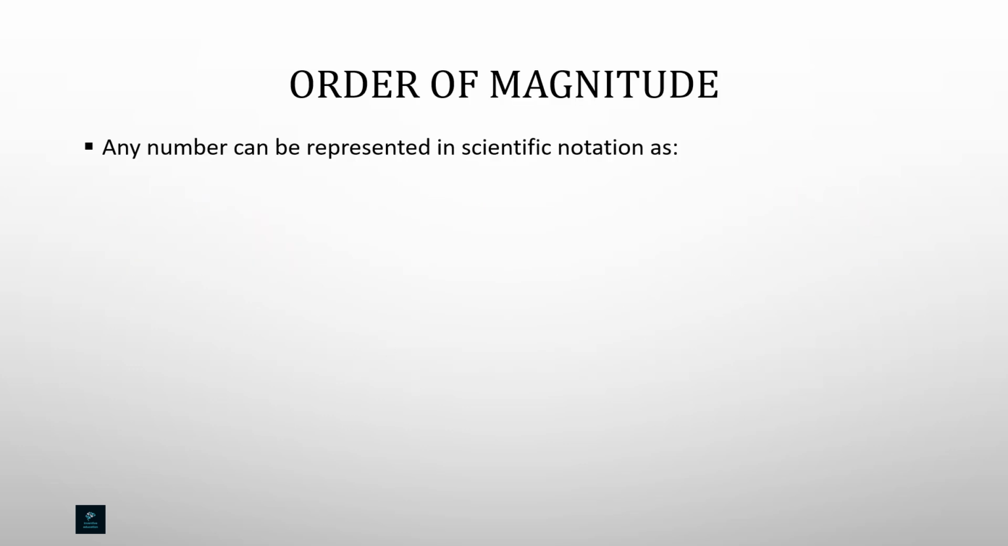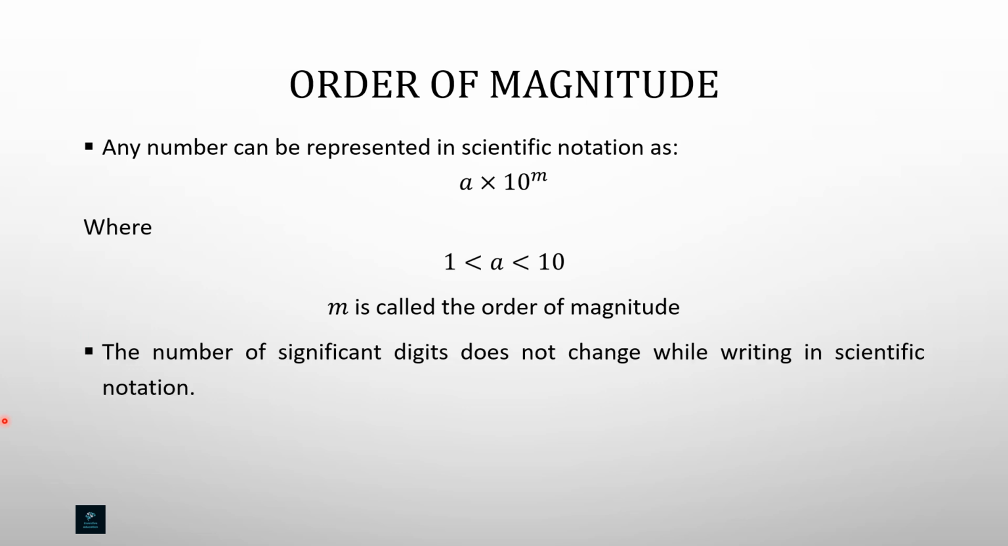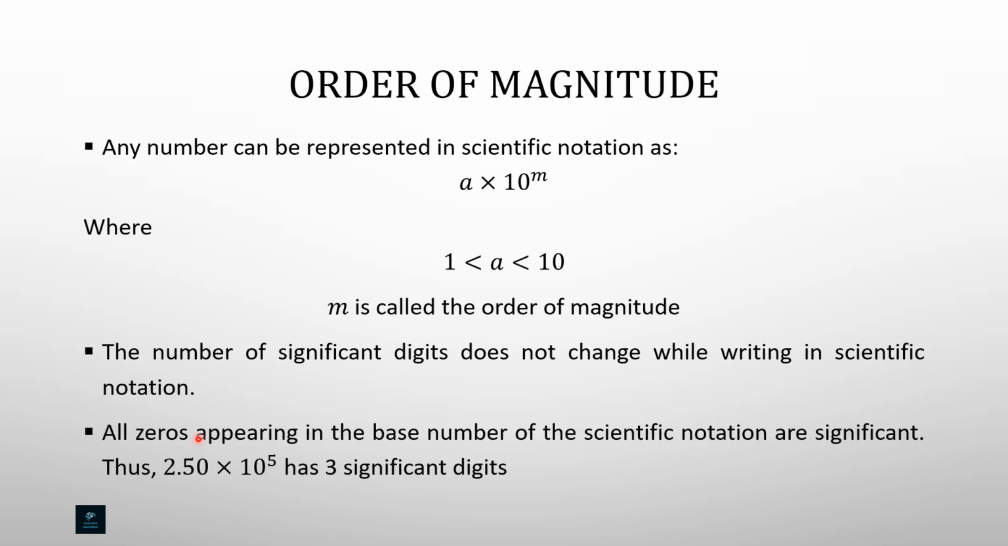Now, order of magnitude. Any number can be represented in scientific notation as a times 10 to the power m, where a is between 1 and 10 and it is called base quantity. m is called the order of the magnitude. Thus, the number of significant digits does not change while writing in scientific notation. All zeros appearing in the base number of a scientific notation are significant. Thus, in number 2.50 times 10 to the power 5, this number has 3 significant digits: 250.